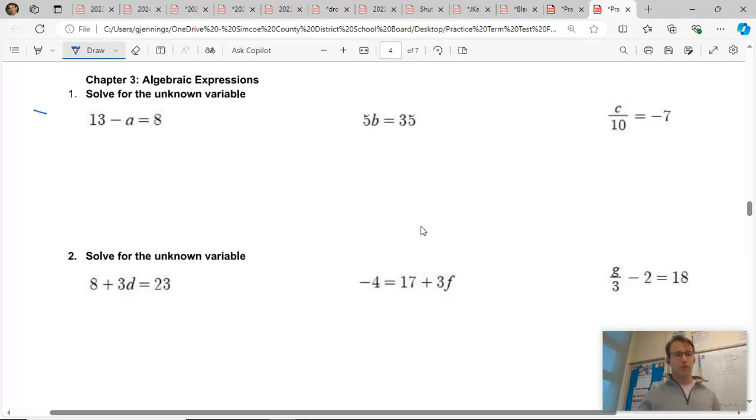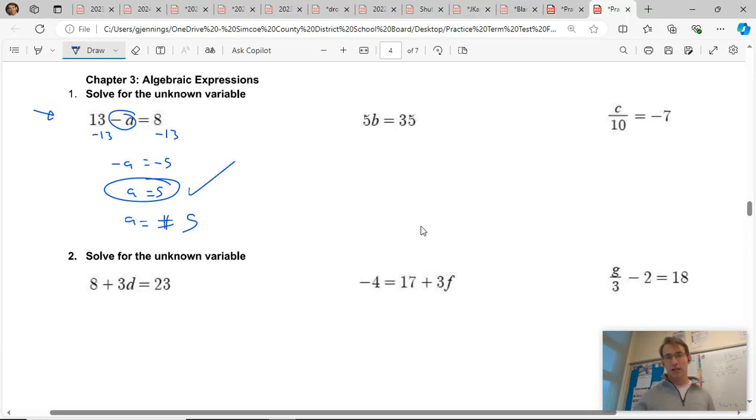Okay, lots of ways to do this first one here. We want to know what a is. Our goal is a equals some number. If you know 13 minus 5 is 8, then you know the answer is 5. Yay! But you can also do this. Subtract 13 from both sides, and then we get negative a is equal to negative 5, and then we flip the sign. A is equal to 5, and we're done. That's what an answer looked like.